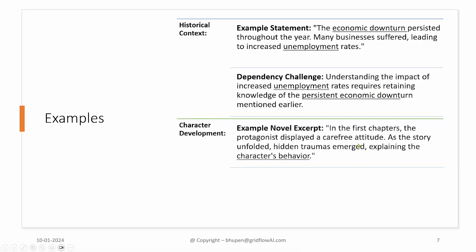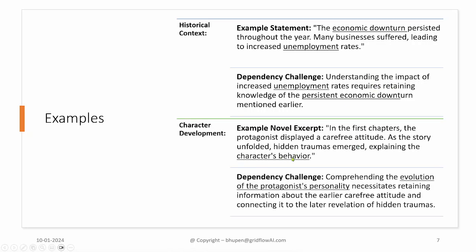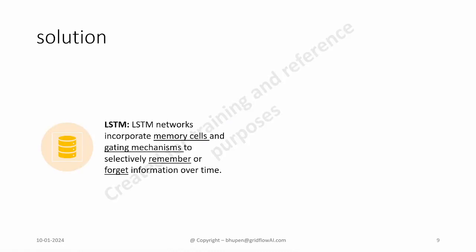Some more examples: let's say the evolution of a character in some novel, and that evolution, or the description of the changes in the personality, can be mentioned in various sentences. This is another example of long-range or long-term dependencies. So the solution to long-term dependency, at least as a beginning step, is to use LSTM or GRU architectures.